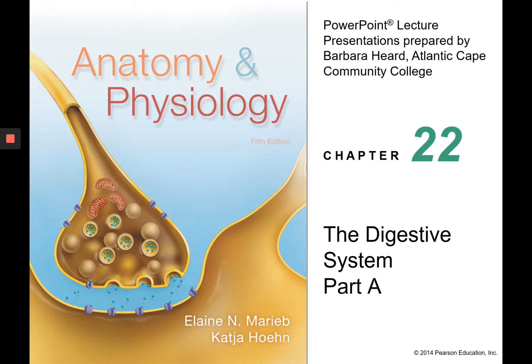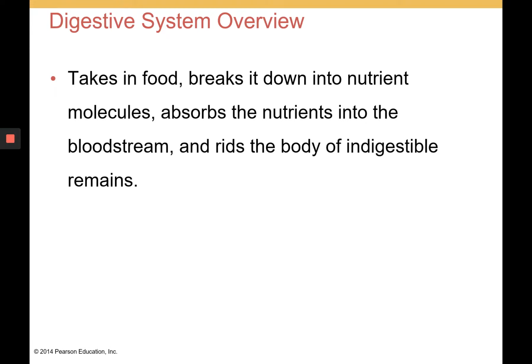Today we're going to look at the digestive system, chapter 22. This is part A. For the overview, we're talking about the digestive system, which takes in food, and we need to break down that food into its smallest components. Those components are called monomers. We want to break it down into those nutrient molecules so that we can absorb it in the small intestine.